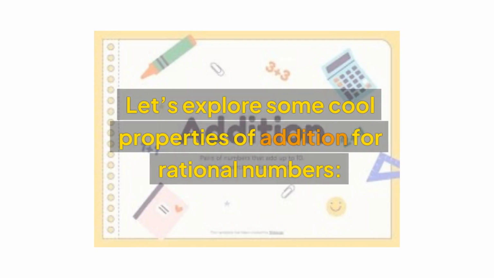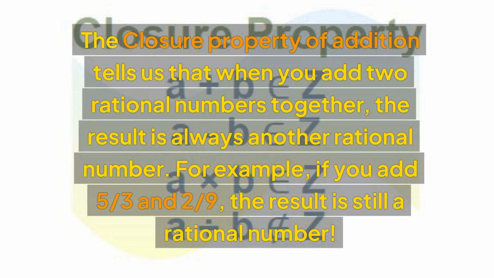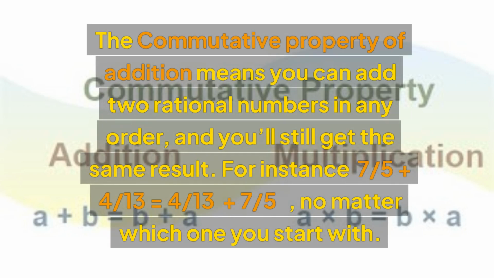Let's explore some cool properties of addition for rational numbers. The closure property of addition tells us that when you add two rational numbers together, the result is always another rational number. For example, if you add 5/3 and 2/9, the result is still a rational number. The commutative property of addition means you can add two rational numbers in any order, and you'll still get the same result. For instance, 7/5 plus 4/13 equals 4/13 plus 7/5, no matter which one you start with.